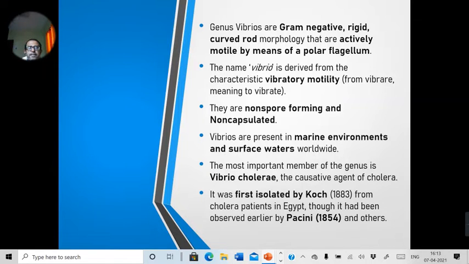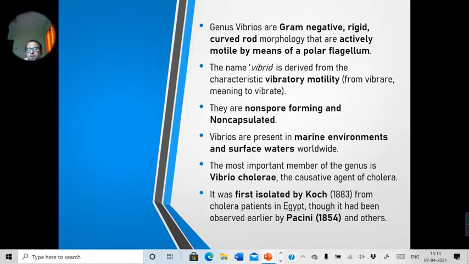The next characteristic of this Vibrio genus is that the name Vibrio is derived from the characteristic vibratory motility of this pathogen. Like when we keep the mobile in silent mode, sometimes a call comes, then that mobile vibrates because of the vibration mode. Like that, this bacteria shows vibratory movement. So that's why the name Vibrio is given to this pathogen, because of the vibratory movement shown by this bacteria.